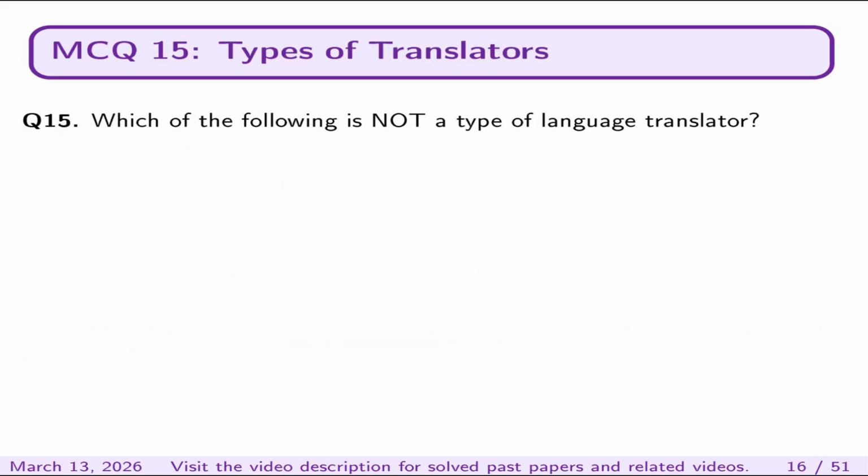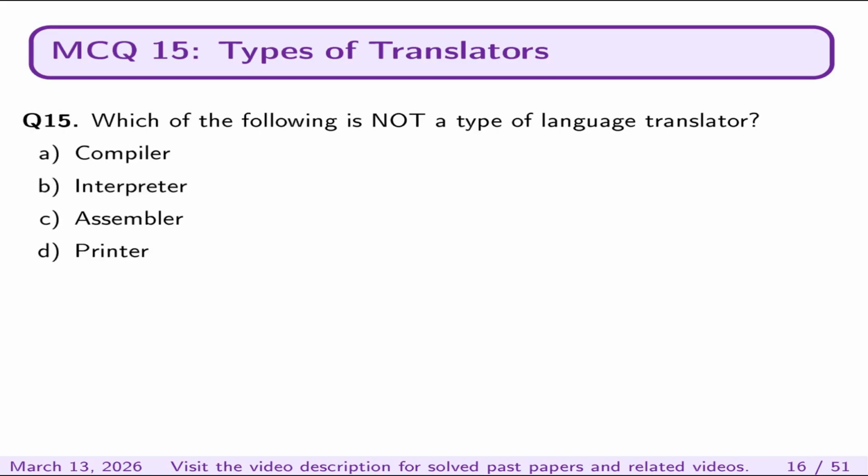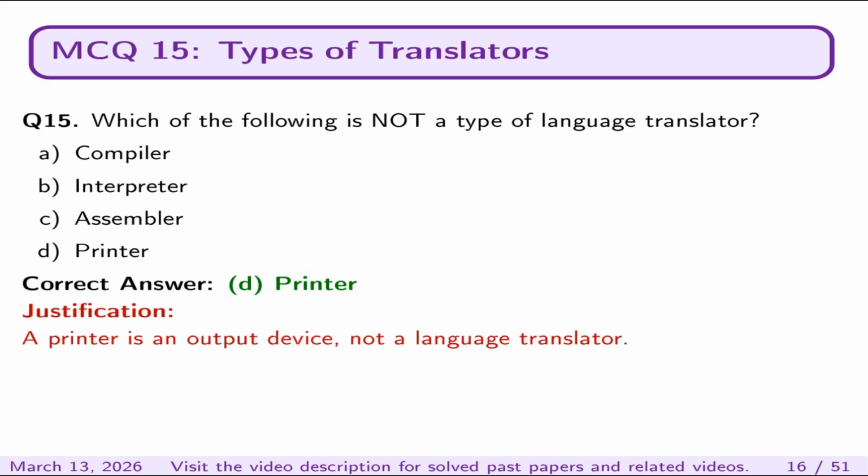Question number 15. Which of the following is not a type of language translator? Compiler, interpreter, assembler, printer. The correct option is printer. A printer is an output device, not a language translator.